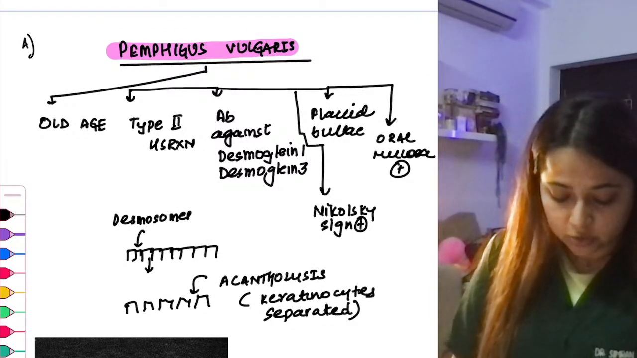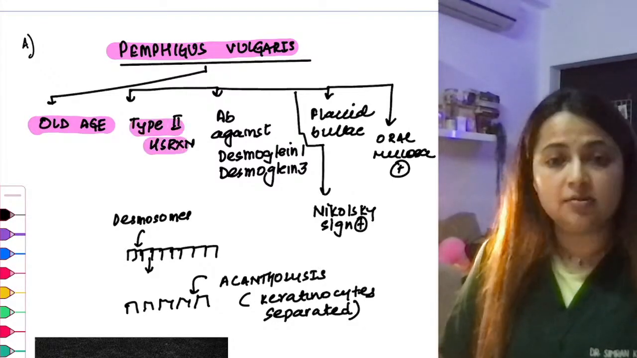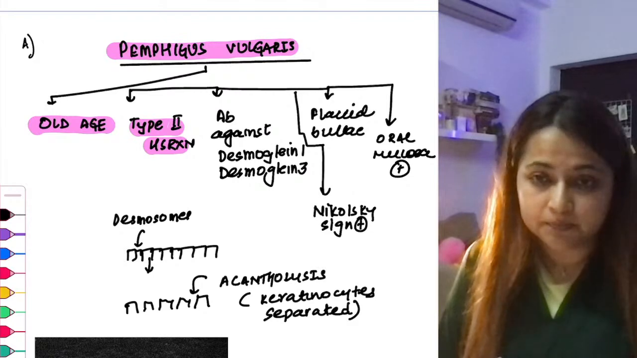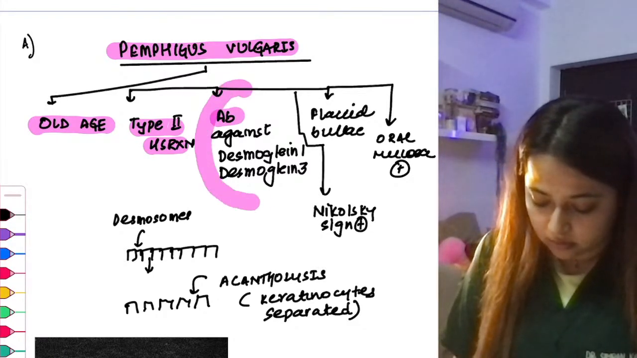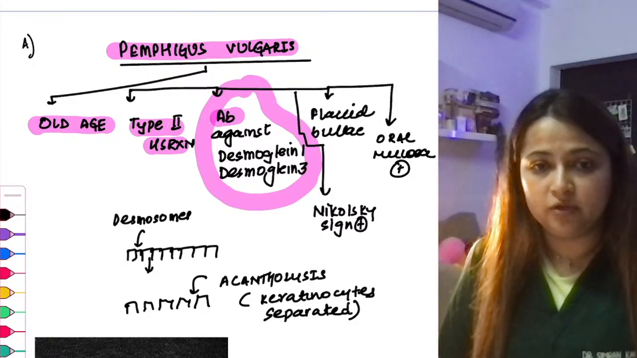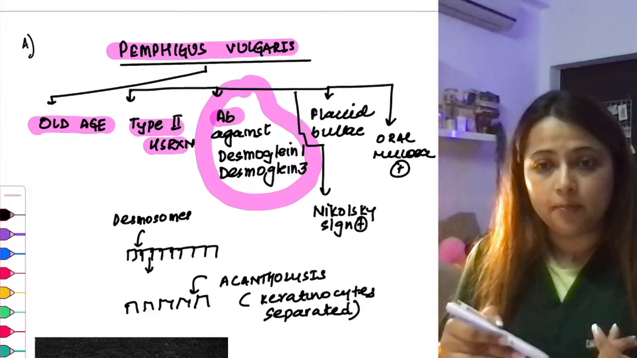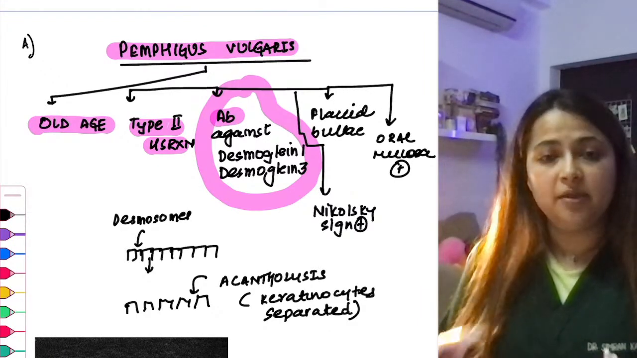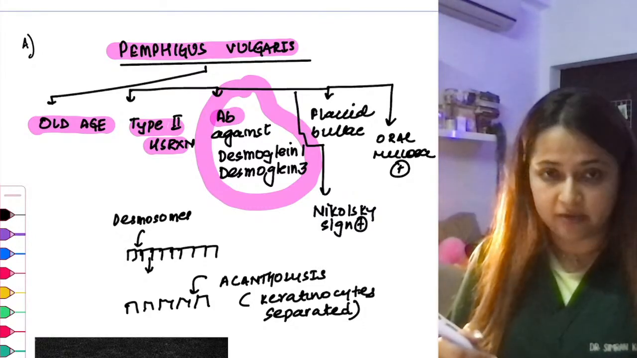So what type of patient can you get? You can get an elderly patient. Pemphigus vulgaris is a type 2 hypersensitivity reaction. Now, very high yield point. See, Pemphigus vulgaris as well as bullous pemphigoid, both of these are autoimmune blistering disorders. Okay, that means the component is autoimmunity. The autoantibodies are being formed against a few structures, and there are blisters that are being formed.